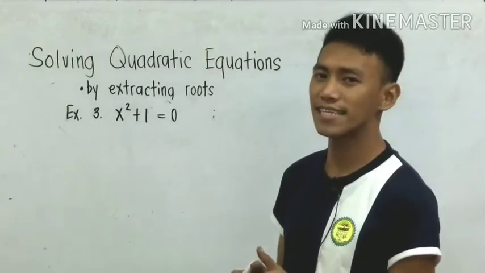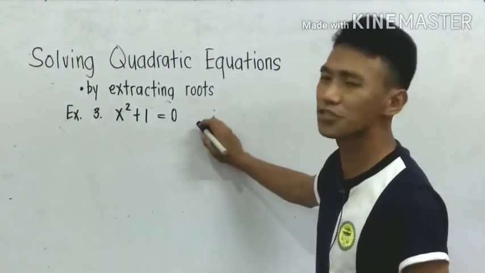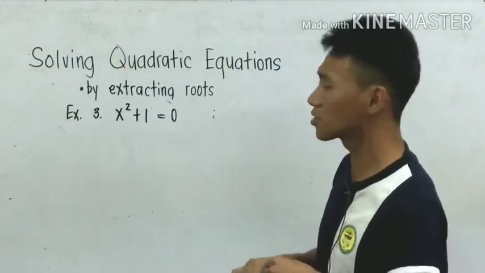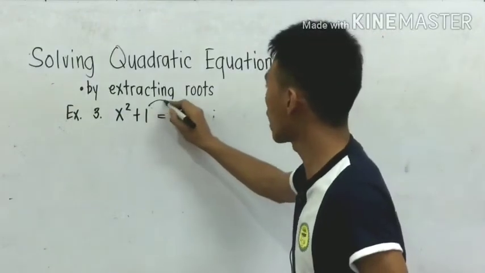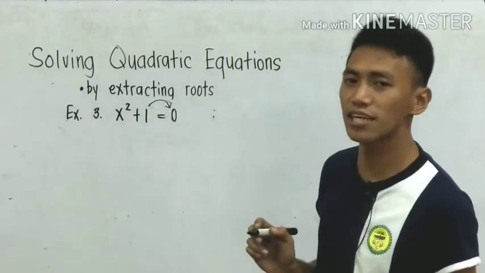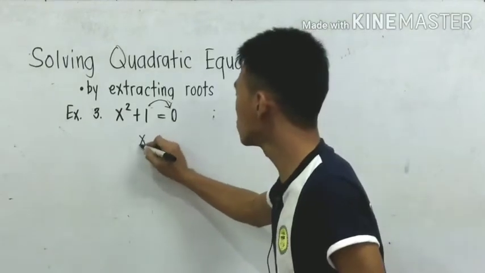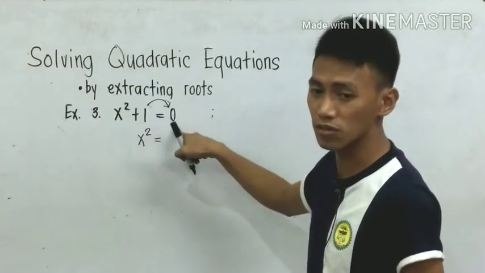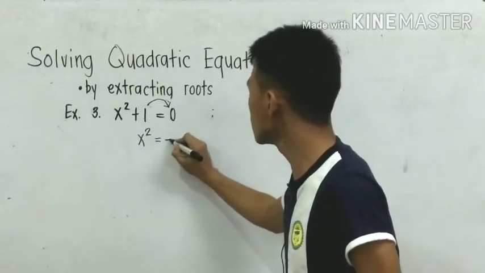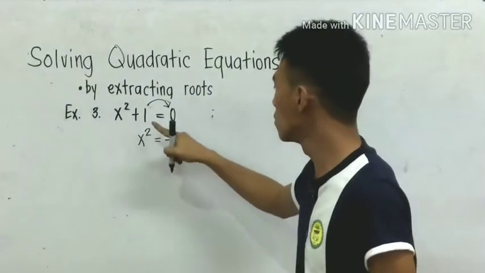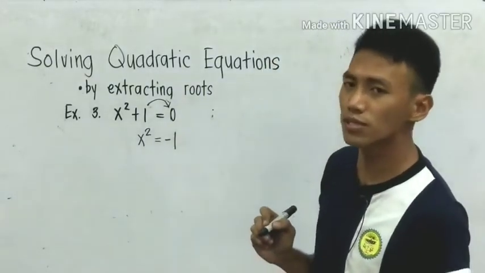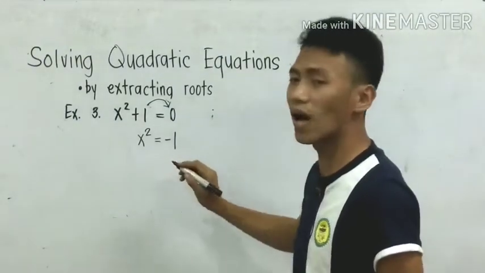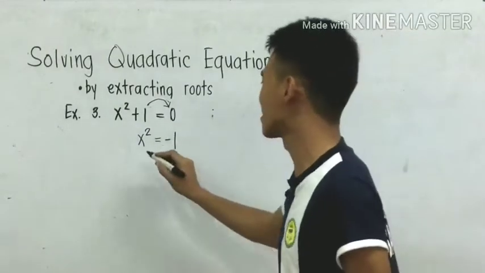So let's proceed to our last example for the extracting roots method. We have x squared plus 1 is equal to 0. So, unsa gitong unang step? Transpose ang constant term to the other side. So, nahitabo nga nahulog na siya, x squared is equal to, positive sign mutabok sa equal sign, mahimong negative ang iyang sign. So, we have x squared is equal to negative 1. So, unsa gay sunod buhaton? Basta ingani na, ato ang i-square root both sides.